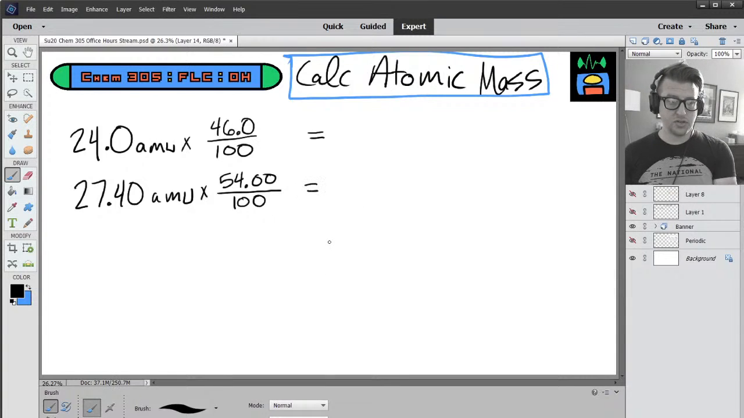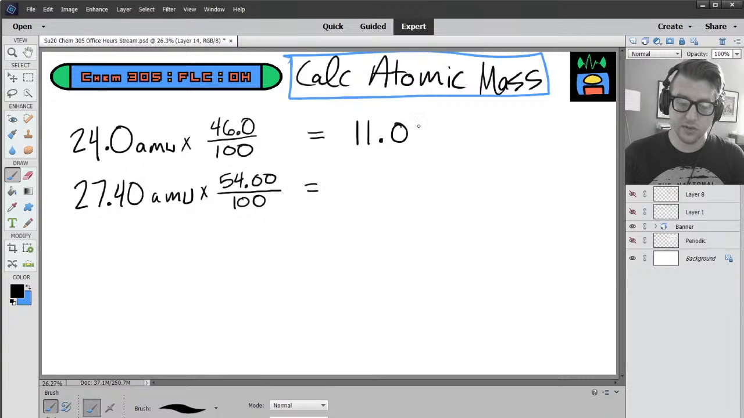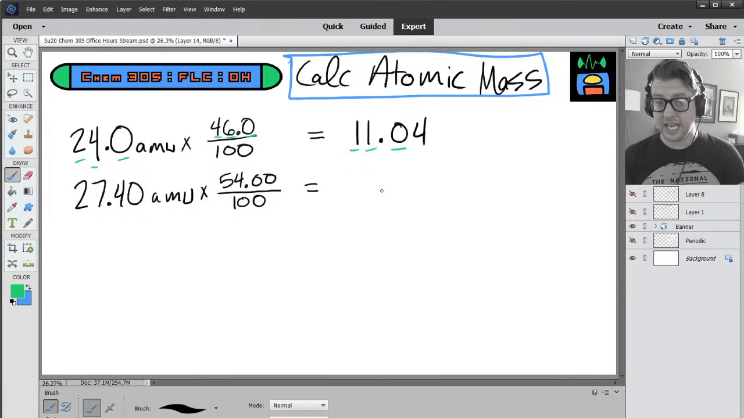But first, let's crunch our numbers. So we have 24.0 times 46 divided by 100. This is 11.04. When you look at sig figs, for this first number, 24.0 has 3 sig figs, 46.0 has 3. So our answer can only have 3 sig figs. I'm going to wait to round to the end, but I'm leaving these lines here to remind myself that I have 3 significant figures in this number.